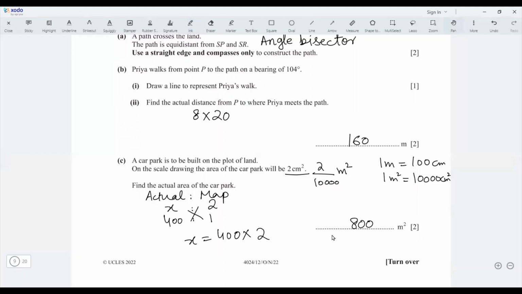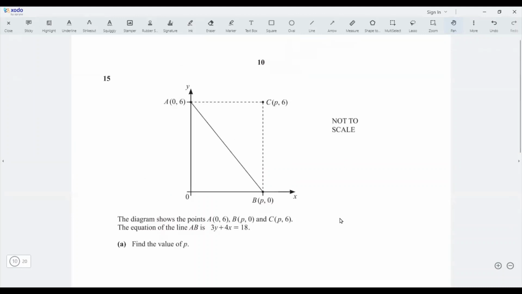Okay, because if the area is doubled, we can say the area on actual is also double than the area on the map. So moving ahead, this is basically the question which is involving coordinate geometry. The equation of the line AB is given: 3y + 4x = 18.